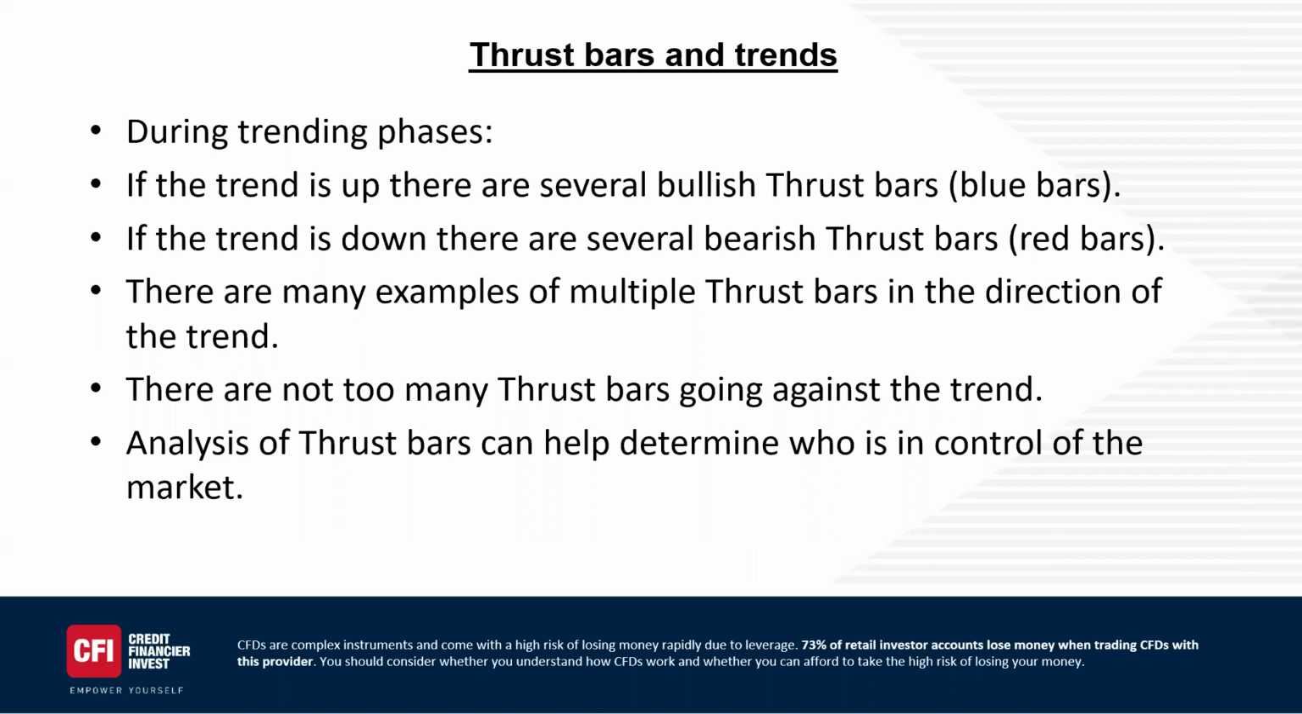One thing also of note is that there are not that many thrust bars that go against the trend. I think in the examples that I showed you, there were none, but sometimes you'll get maybe one against the trend and then the trend will resume pretty quickly. But oftentimes you'll find that there are no thrust bars that go against the trend. So just an analysis of thrust bars and non-thrust bars can give you a clue as to which way the trend is likely to be. So that's really what it's all about. When it comes to trading, our job as traders is to determine who is in control of the market and to trade in the direction of who is in control of the market.